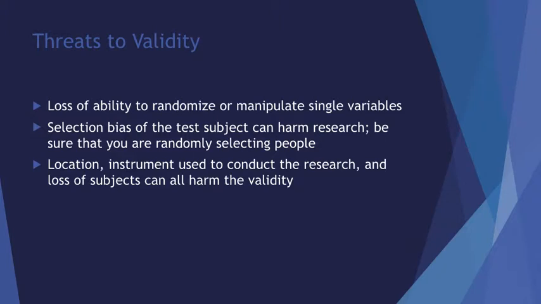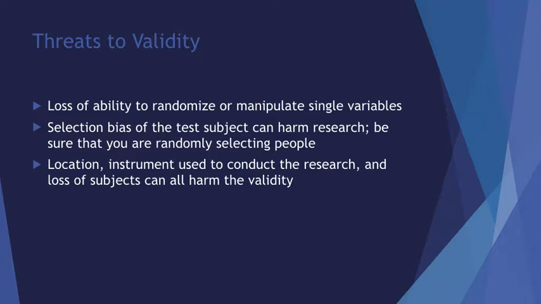Causal comparative research has some threats to validity, or some weaknesses. First, if you remember, we talked about the loss of ability to randomize or manipulate single variables. Secondly, selection biases of the test subjects can harm research. We need to make sure that you're randomly selecting. In other study designs, random assignment of participants to groups is probably the best way to try to ensure equality of groups. But random assignment is not possible in causal comparative studies because the groups are naturally formed by the start of the study.